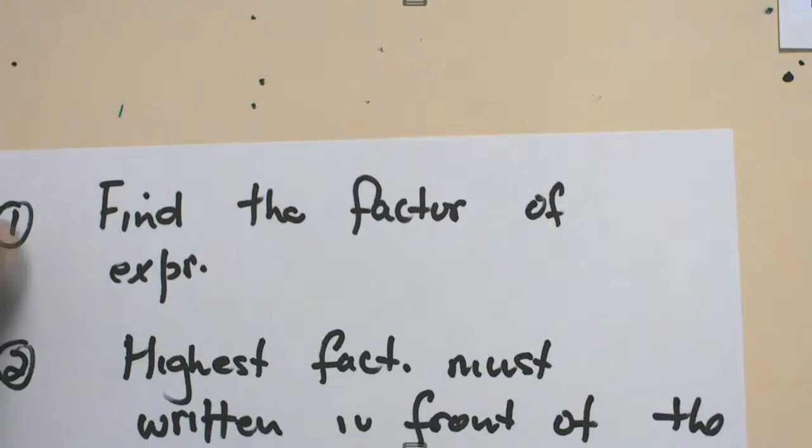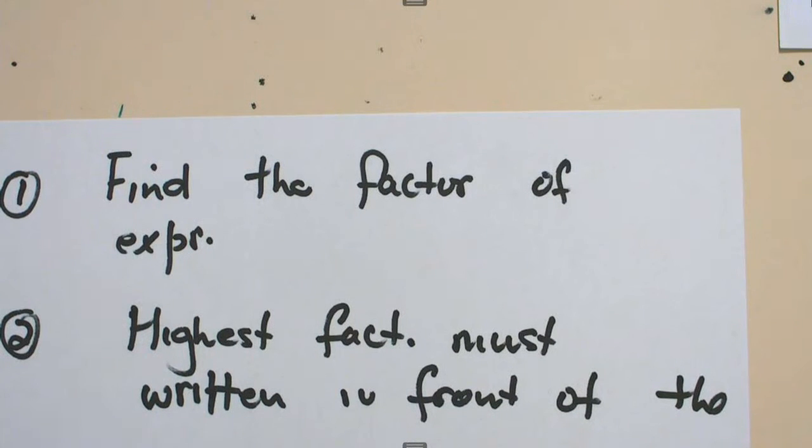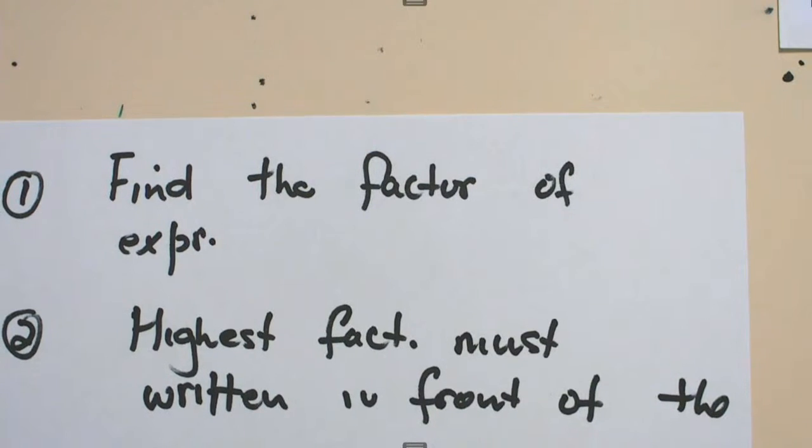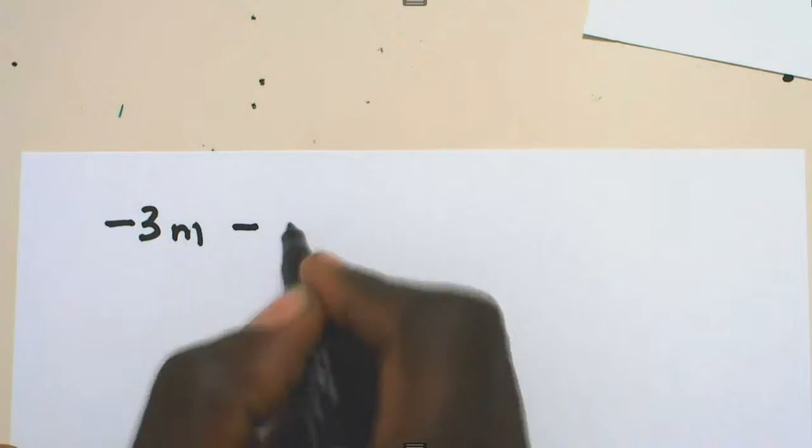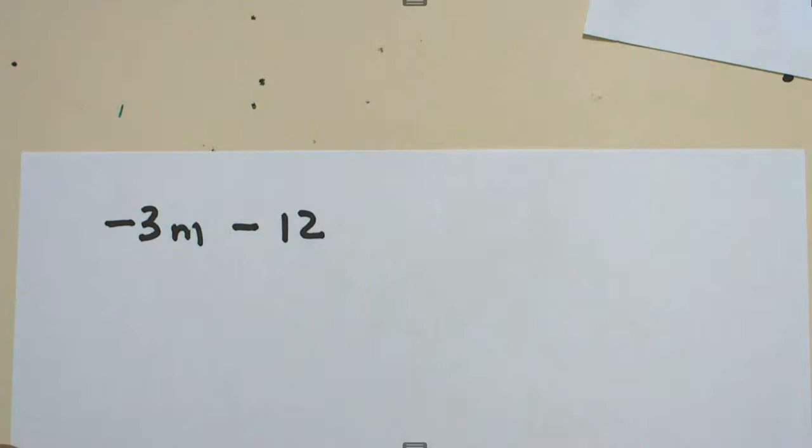We're going to rely on these 3 things so that at the end of the day we understand how to factorize an expression using a common factor, or taking out a common factor. Let's take another example, example number 2: minus 3m minus 12. Firstly, I said you must first find the factors of the expression.